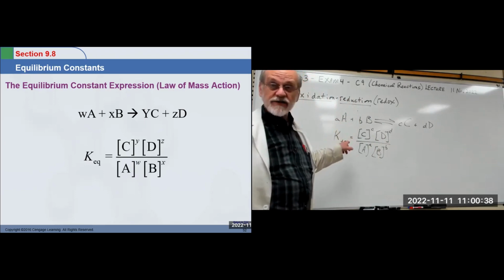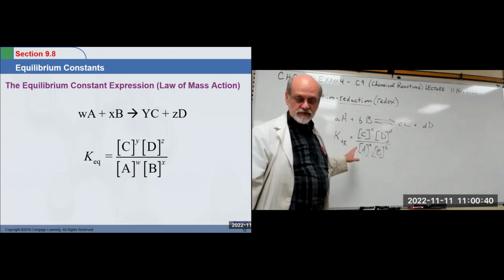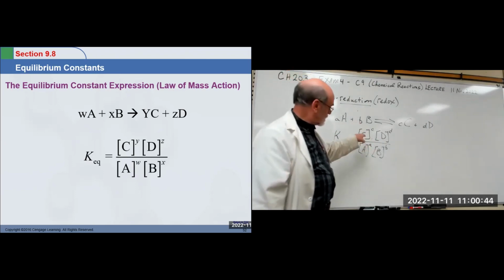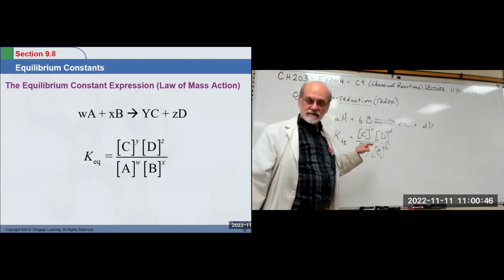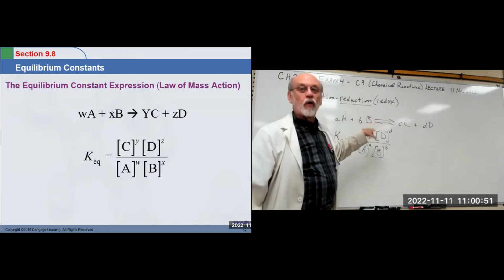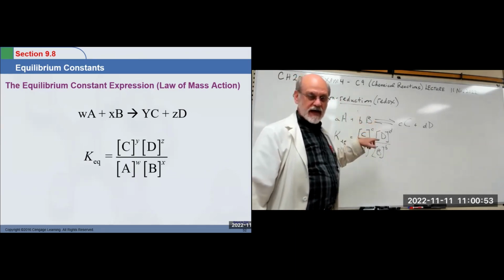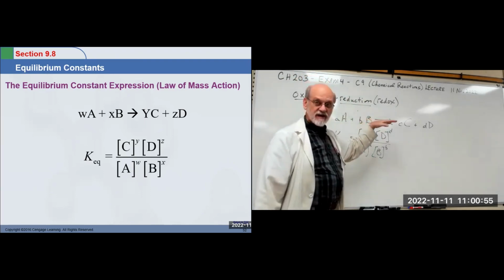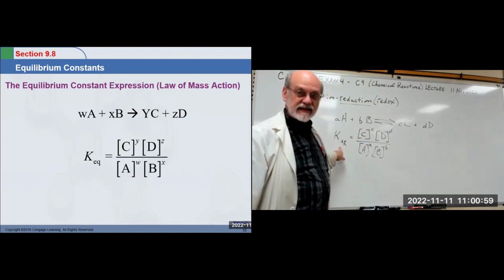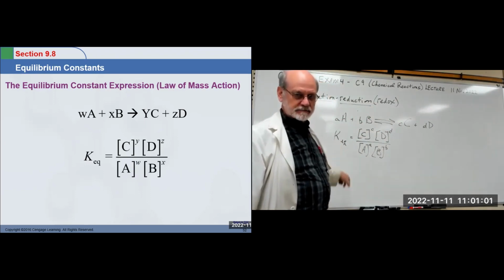Now, that is a constant. As long as the temperature doesn't change, that value will be constant, and it doesn't matter what the concentrations are. All that matters is, at equilibrium, what are the concentrations? And for any given chemical reaction at a fixed temperature, this is indeed a constant value.